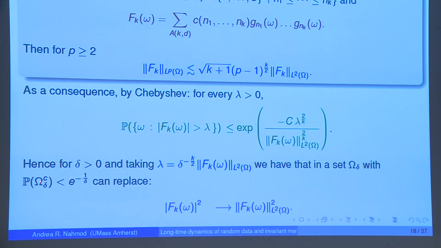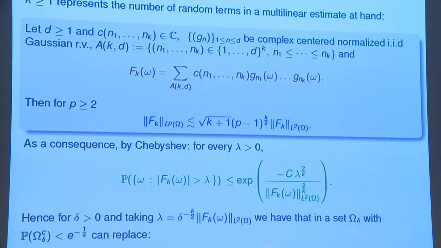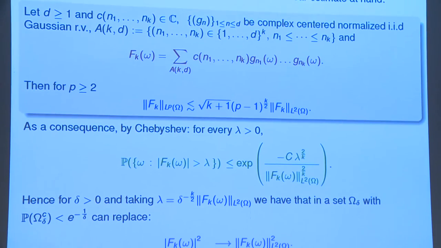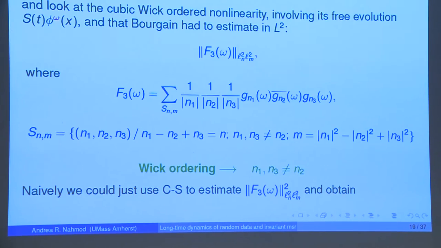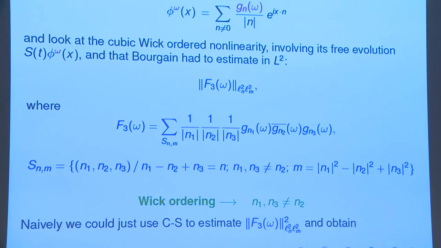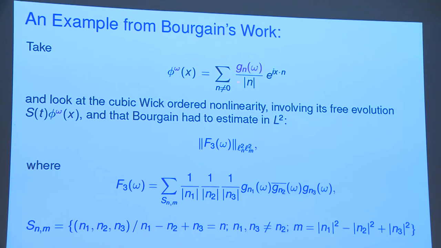So if you're outside this set, then you can replace the absolute value of this by the L2 norm squared. And that's fundamental, that's the key. Let me show you why. Let's do an example. Suppose that you have data that looks like this.